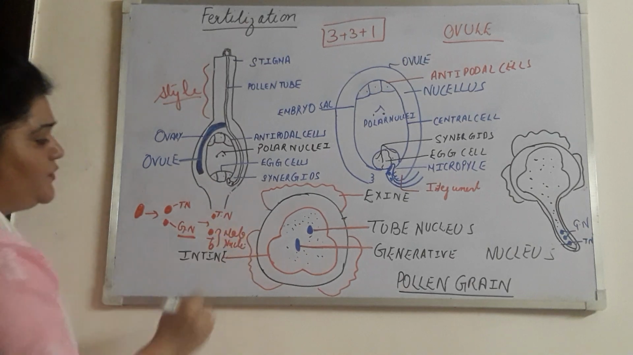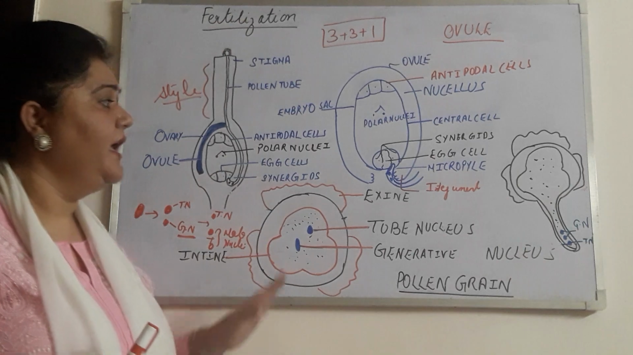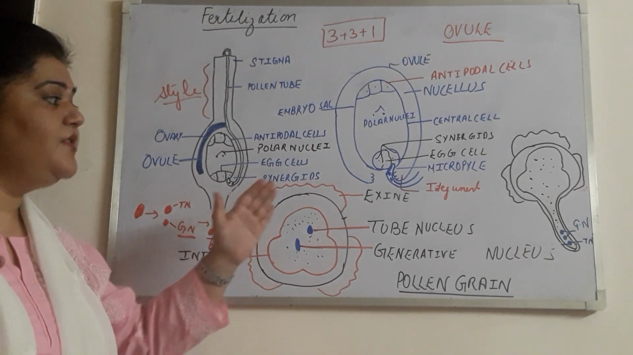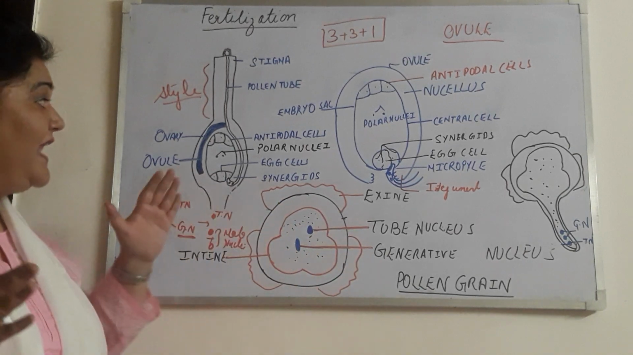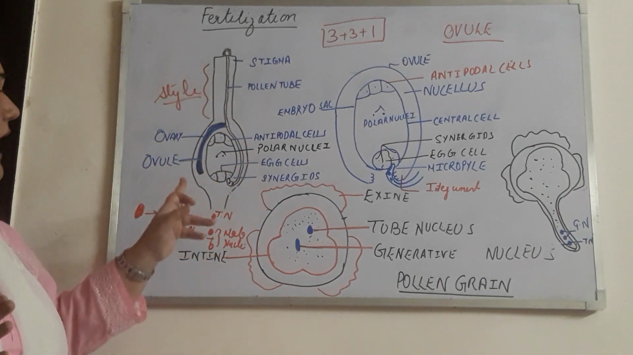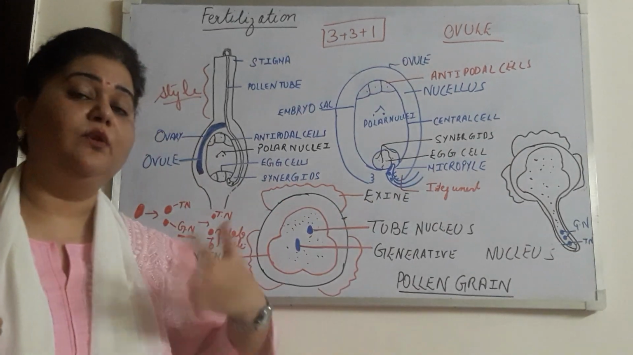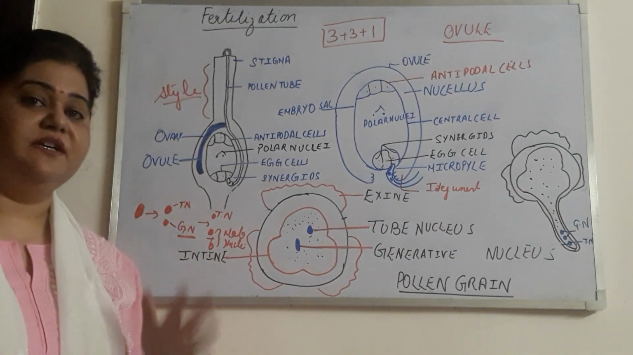So that means in totality, how many nuclei do we have in this pollen tube? We will be having 3 nuclei. So all these 3 nuclei are playing their part. The tube nucleus is helping in the formation and growth of the pollen tube, alright, and the other 2 generative nuclei, which are also known as male nuclei or sperm nuclei, will help in the fertilization.